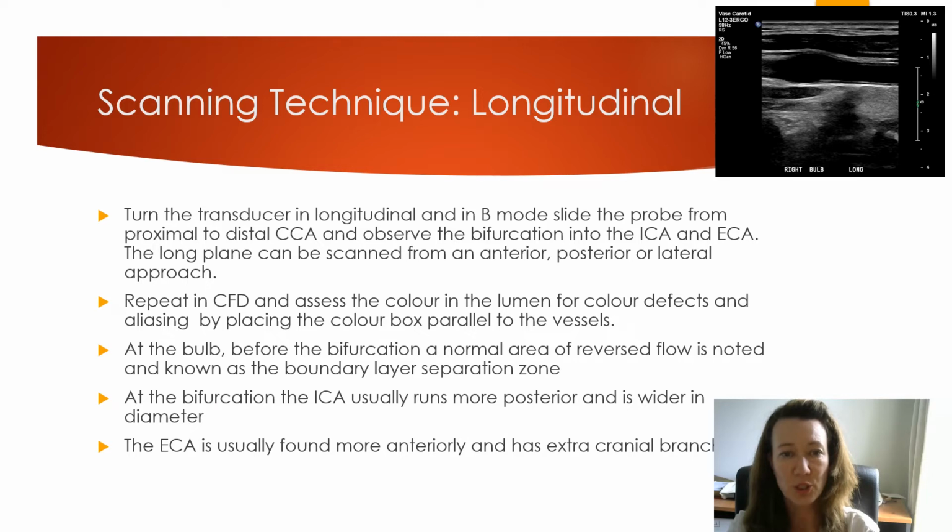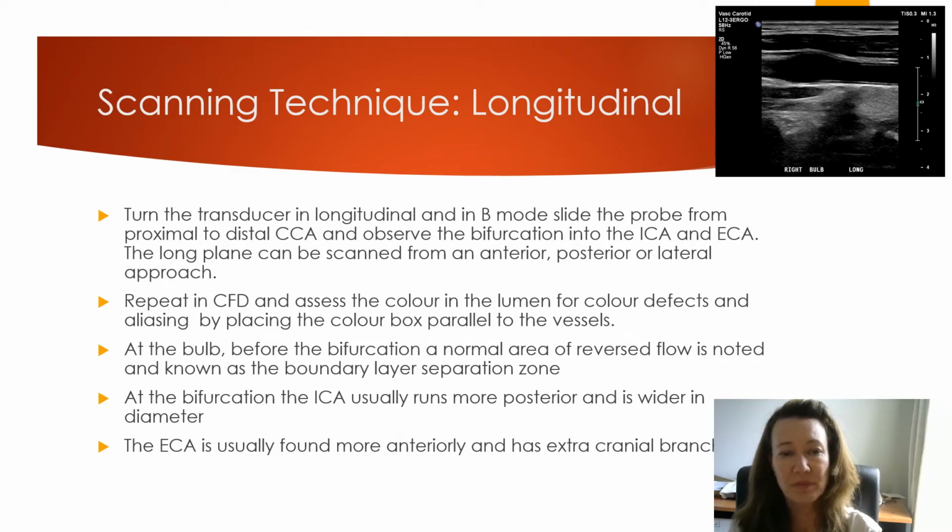We turn the transducer through 90 degrees into a longitudinal position, and in B mode we slide the probe from proximal to distal common carotid and observe the bifurcation of the ICA and ECA. The longitudinal plane can be scanned from an anterior, a posterior, or a lateral approach. We repeat this in color flow and assess the color in the lumen for color defects and aliasing by placing the color box parallel to the vessels.